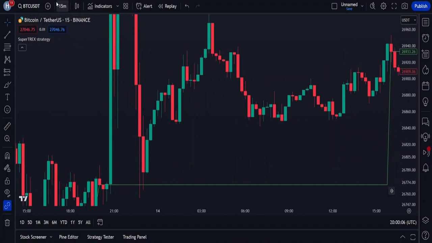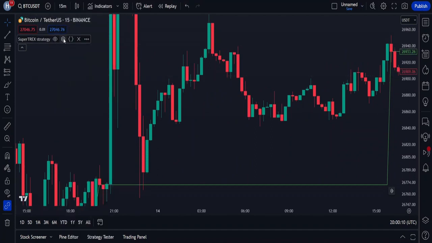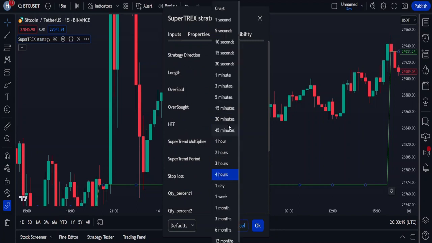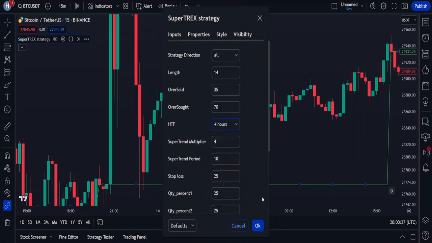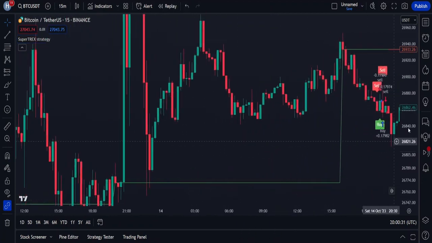Now, for example, if you want to trade on a 1-minute time frame with this indicator, you can also do that. To be able to use this strategy for scalping trading, we need to go back to the SuperTrex indicator settings. And in the Inputs tab, we will change the HTF option to 1 hour or 4 hour time frame. I prefer using the 4 hour time frame to get less fake signals. So I will choose the 4 hour option and close the tab. So I hope you have understood this indicator clearly.